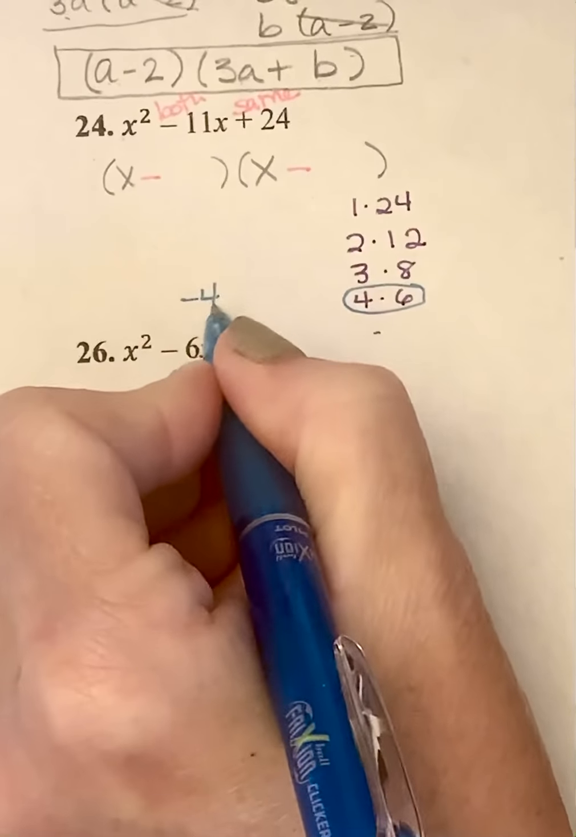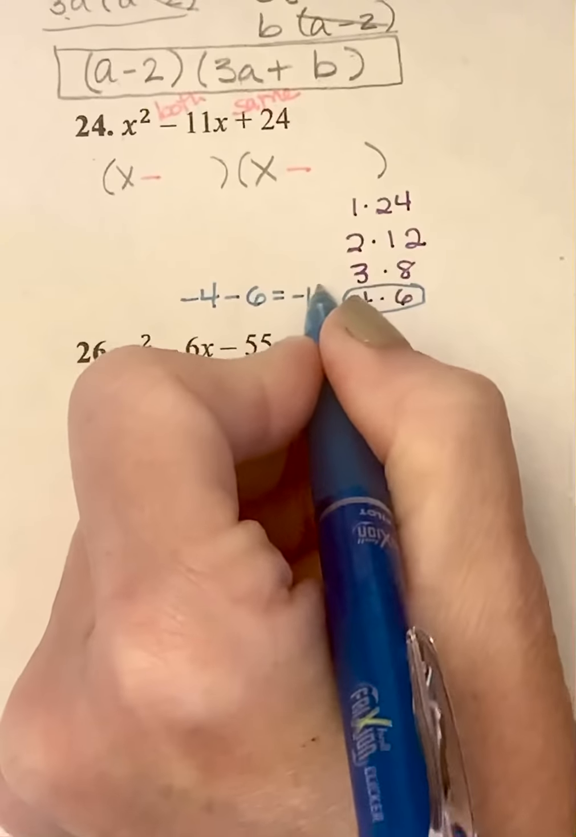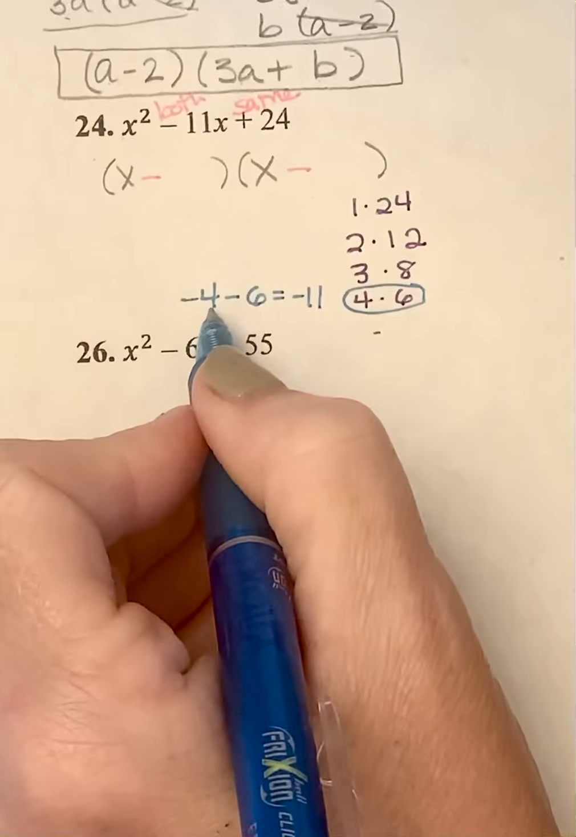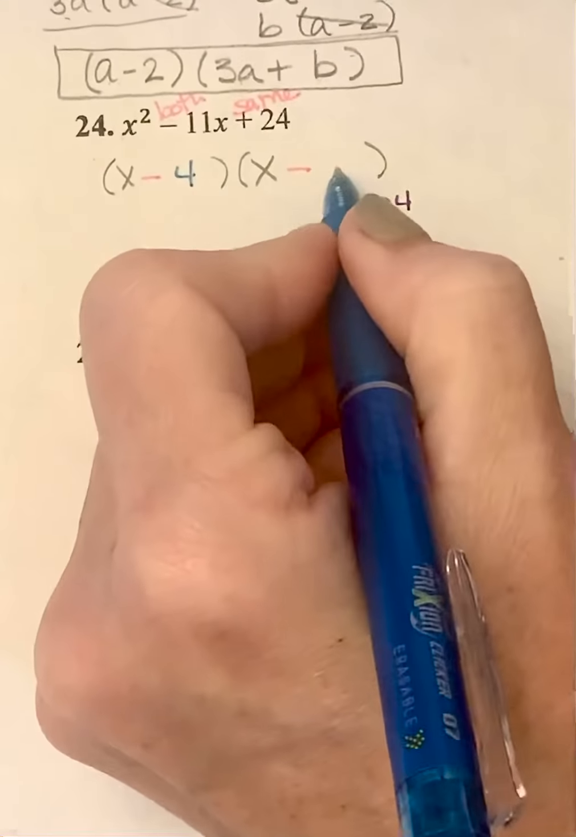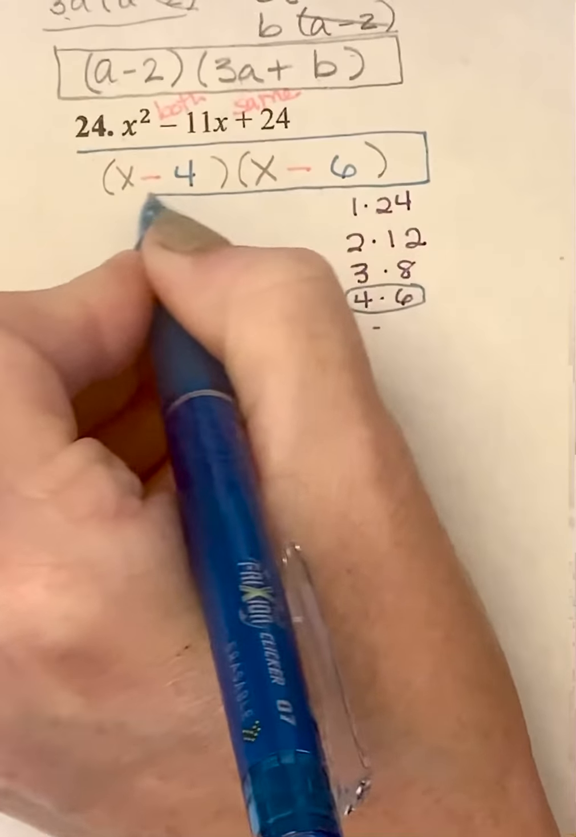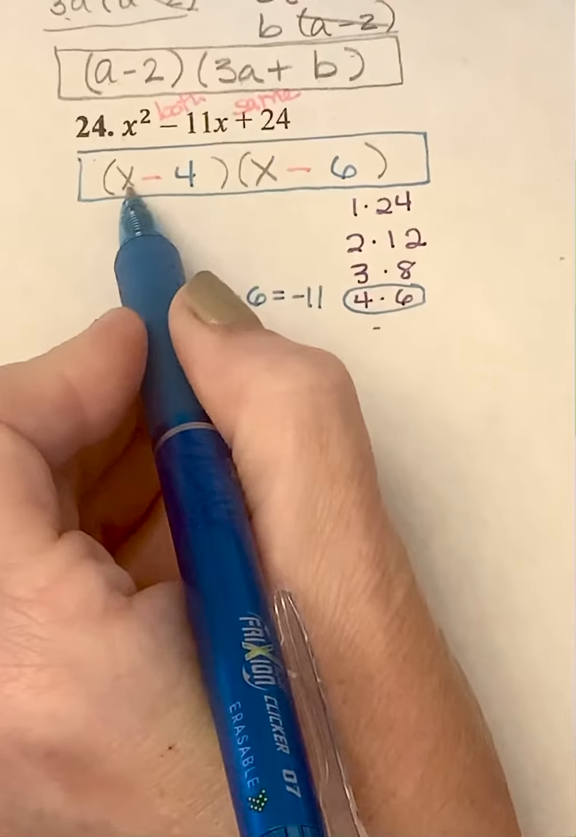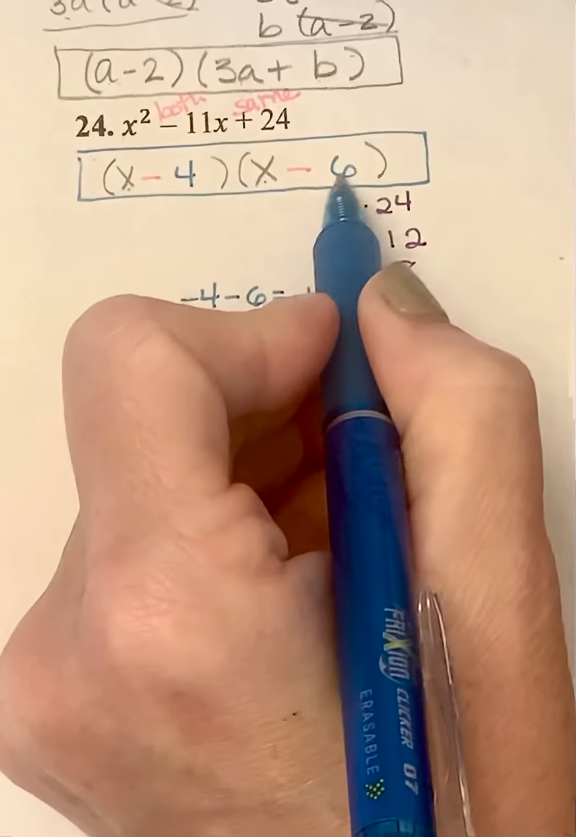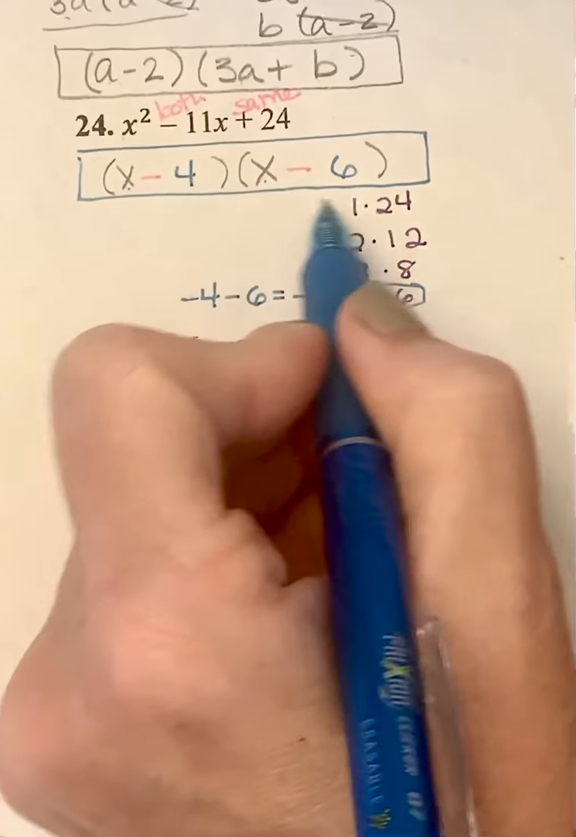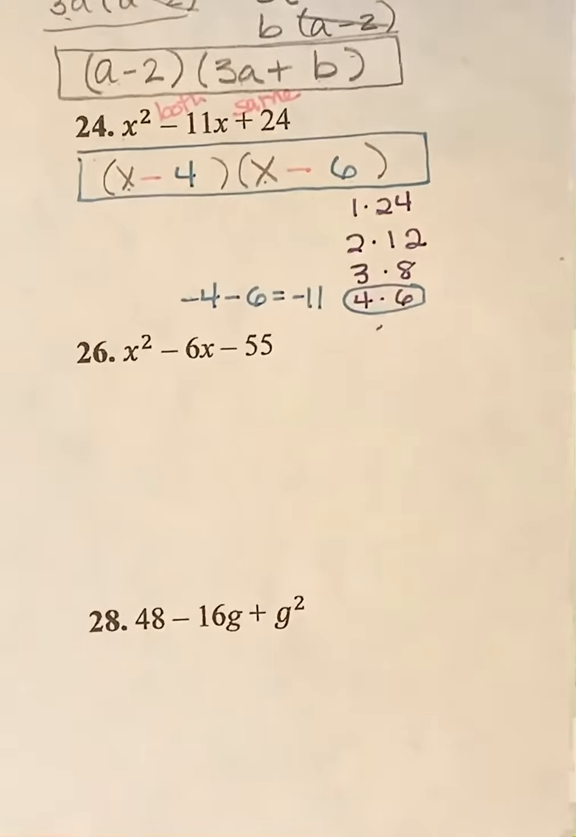A -4 and a -6 are a -11. And remember, I knew that they both had to be negative, so -4, -6. And then we check using FOIL. Multiply first terms, multiply outer terms and inner terms, and they combine to give me that. Multiply last terms, and I get the last one.